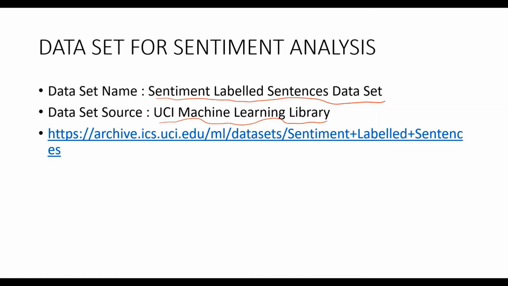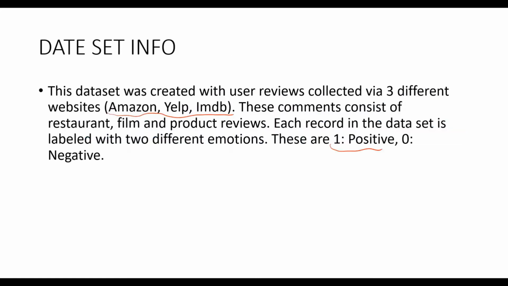Now the dataset info. This dataset was created with user reviews collected via 3 different websites: Amazon, Yelp, and IMDb. These comments consist of restaurant, film and product reviews. Each record in the dataset is labeled with 2 different emotions: 1 is positive and 0 is negative.